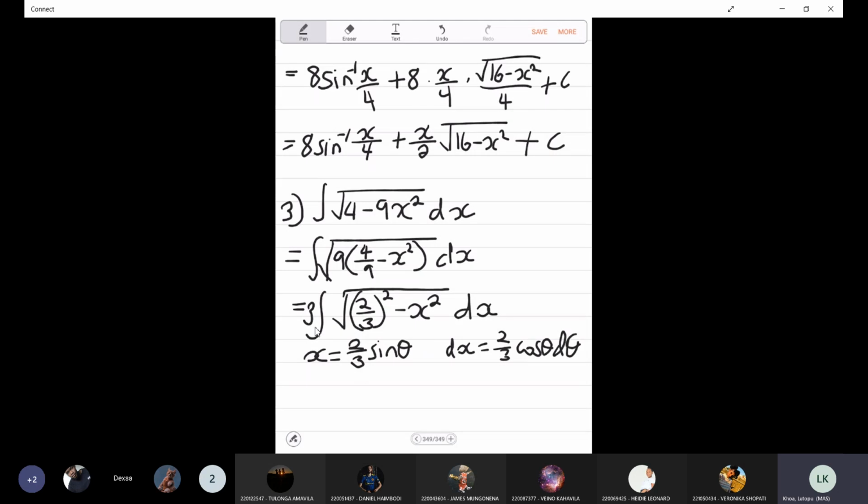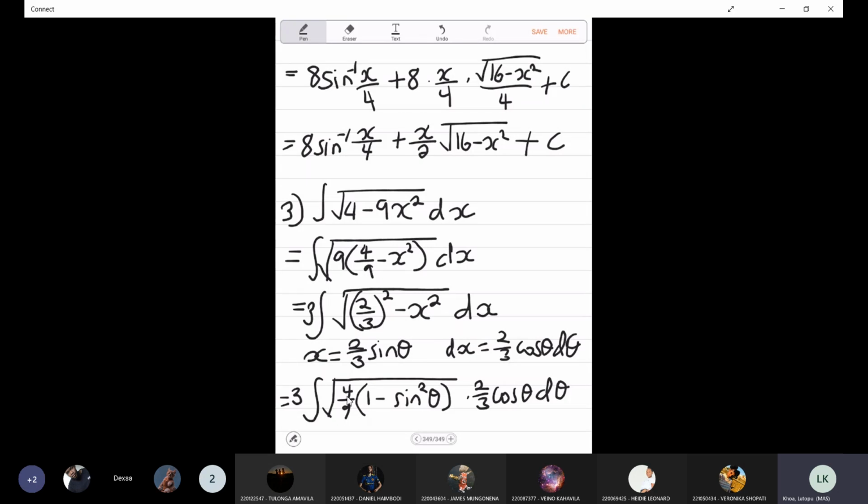Okay, then substitute everything there. The 3 must remain outside, and then I have the integral under my square root. The 2 over 3 squared, or the 4 over 9, is a common factor, and then I will have 1 minus sine squared theta, and then dx is 2 over 3 cos theta d theta.